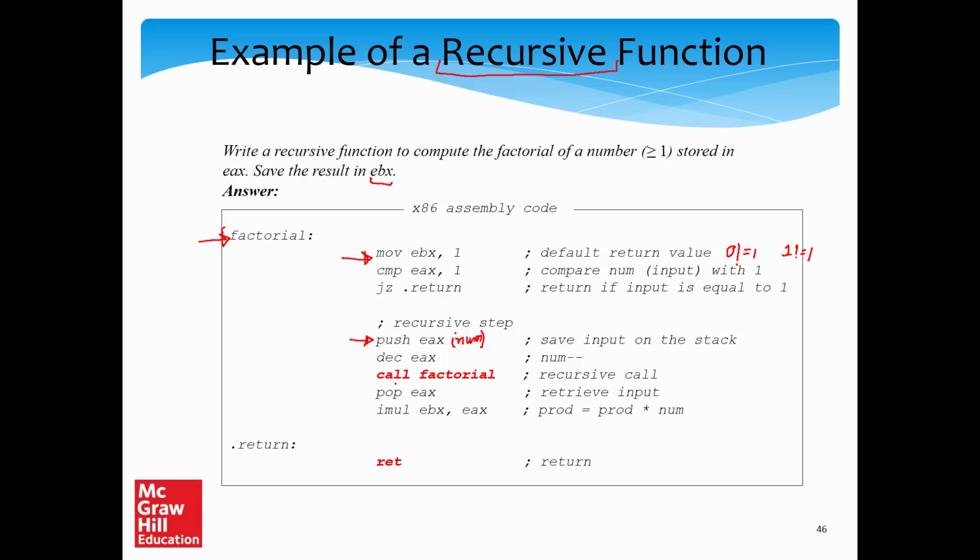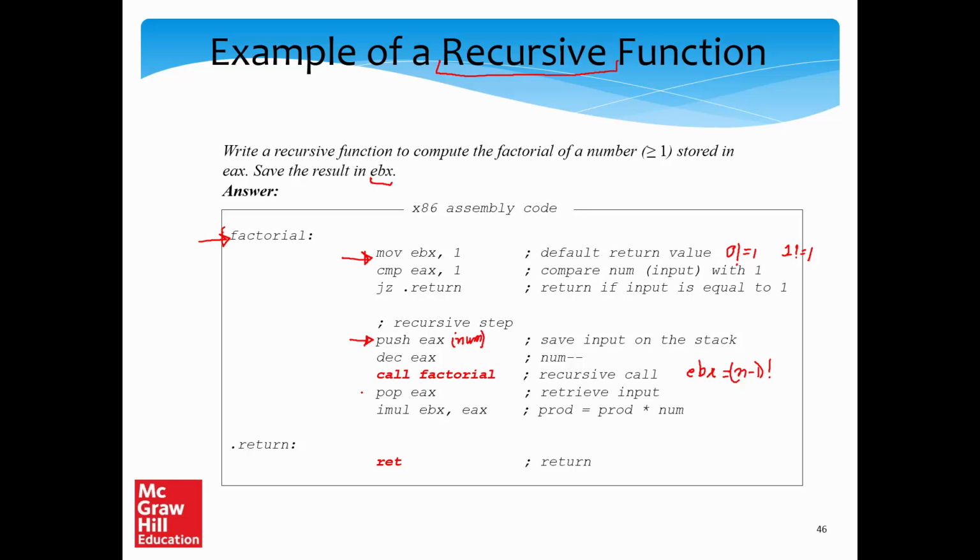After calling the factorial function, what is the expectation? The reason this is made in red is because these are the important instructions. So the expectation is that EBX will contain n minus 1 factorial. So what do we do now?